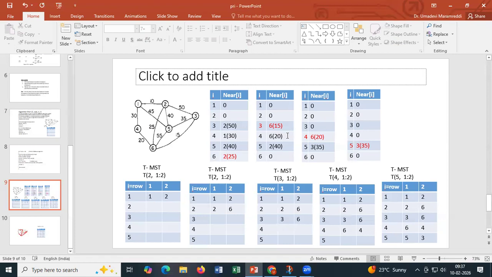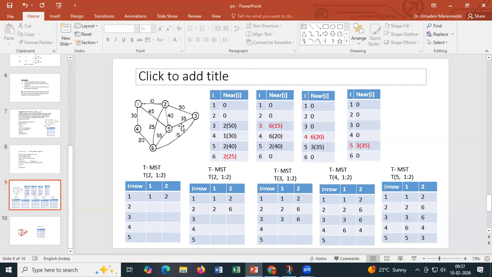Now update 4 and 5. 4 is already forming an edge with 6. Recently added 3: 4 to 3 has no edge, so no need to update. But 5 to 2 is 40, and now that 3 is added, 5 to 3 is 35. Update this one, so 5 to 3. Now what is the minimum? 4 to 6. Select the minimum cost edge. Now 4 is added, so make near of 4 zero. Now only 5 is there.